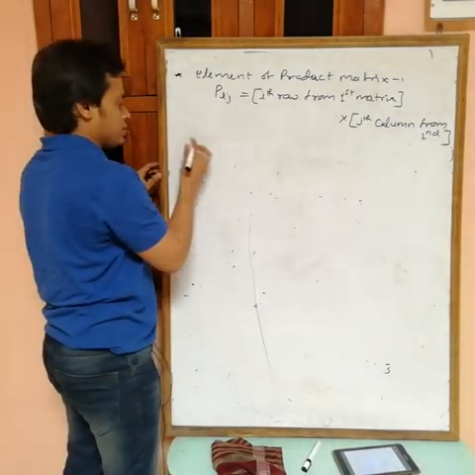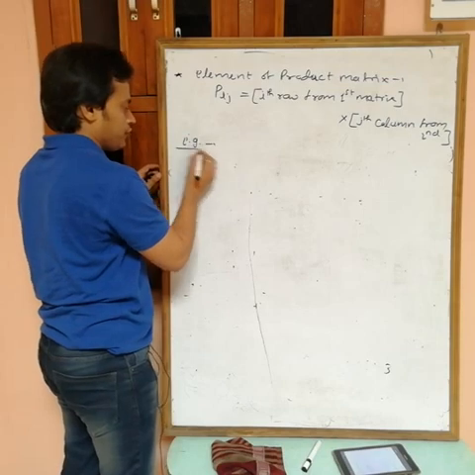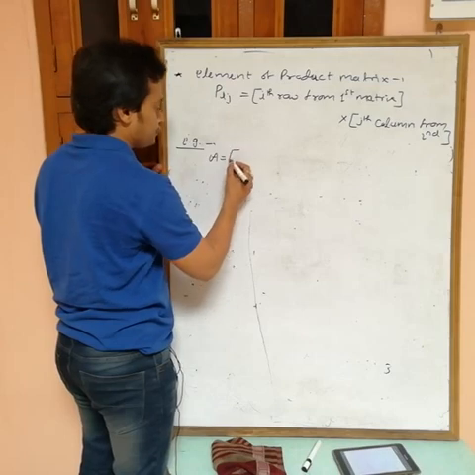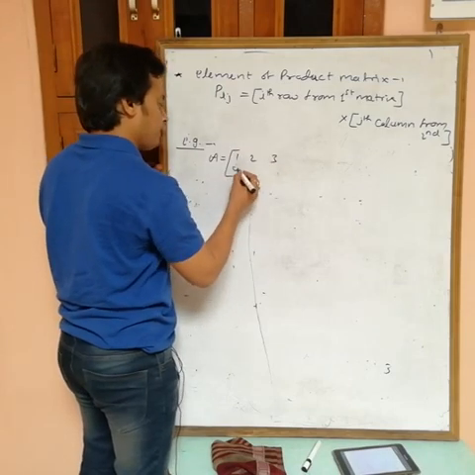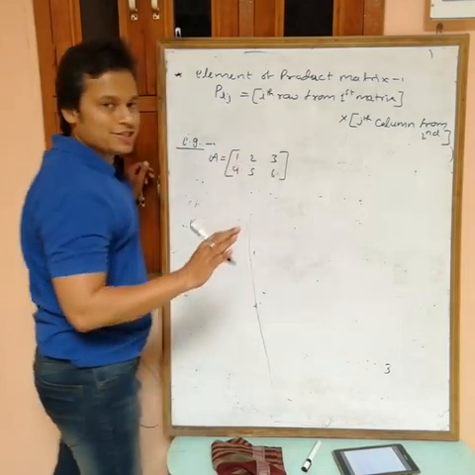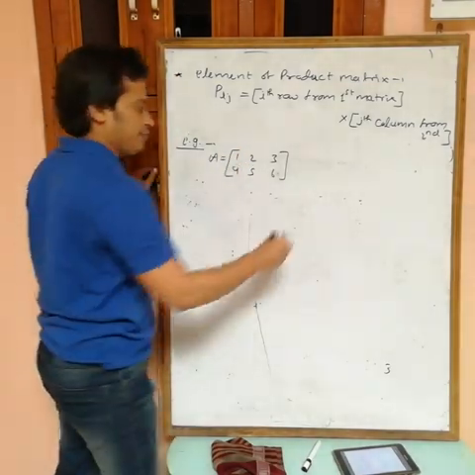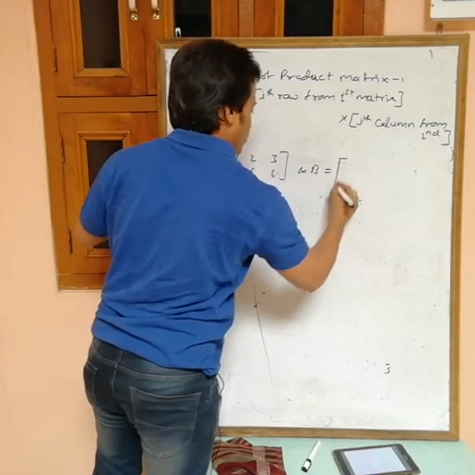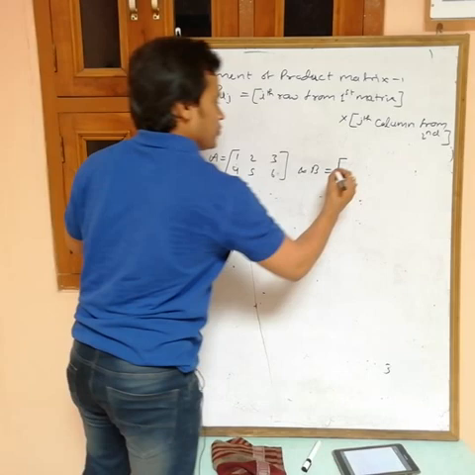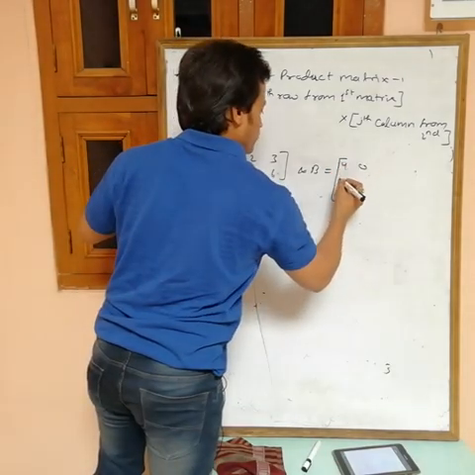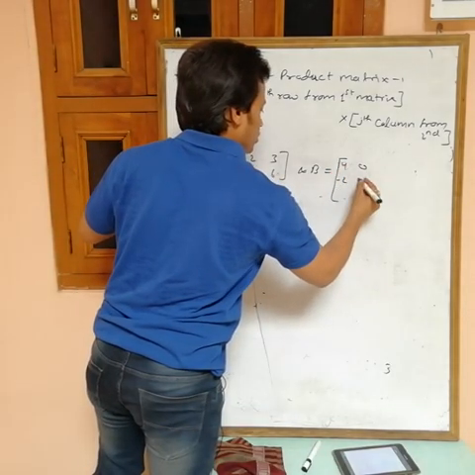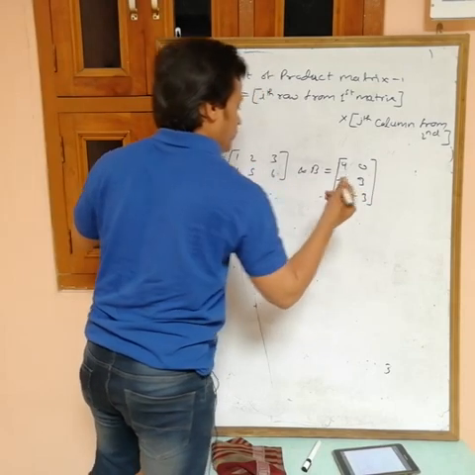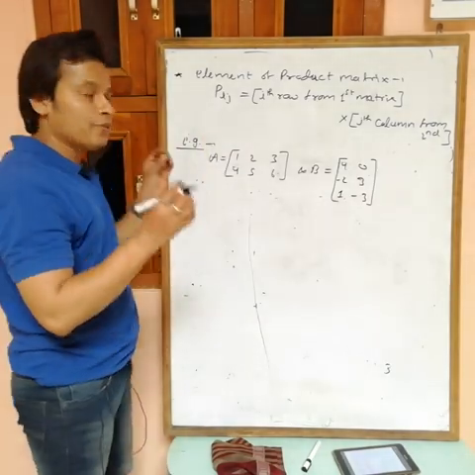Now I am taking an example for the product of two matrices. Let A be 1, 2, 3, 4, 5, 6. A is a matrix of order 2 by 3 and B is a matrix of order 3 by 2. Suppose B is 4, 0, minus 2, 3, 1 and minus 3. Now I want the product matrix AB.